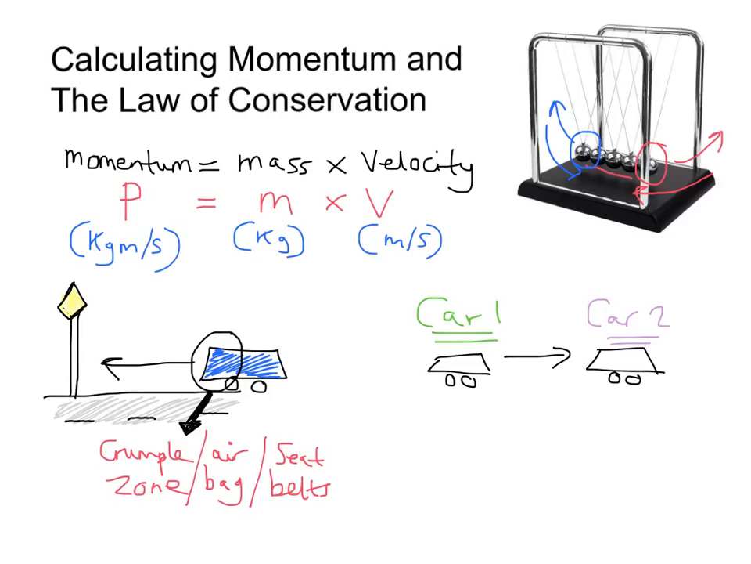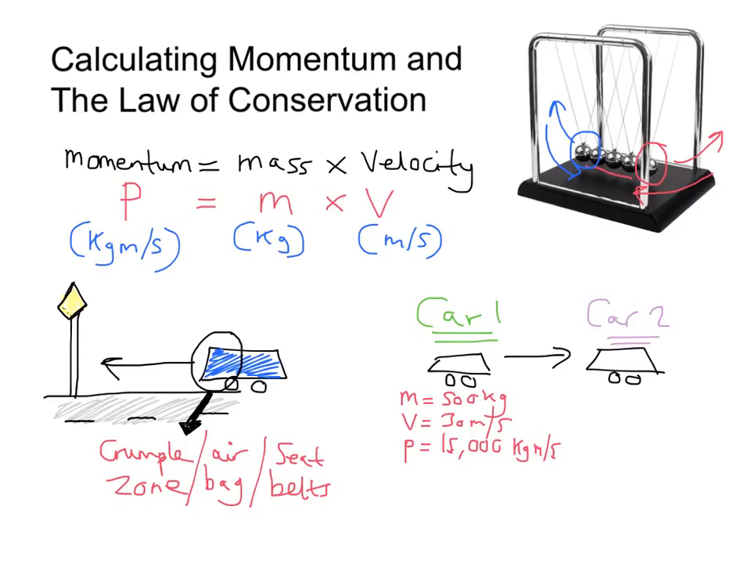Now you may be given this information. You might be told that the mass of car 1 is 500 kilograms. You might be told its velocity. Let's say the velocity, for sake of argument, is 30 meters per second. So momentum, P, if you do m times v, comes out as 15,000 kilograms meters per second. Okay, so you may be given that information.